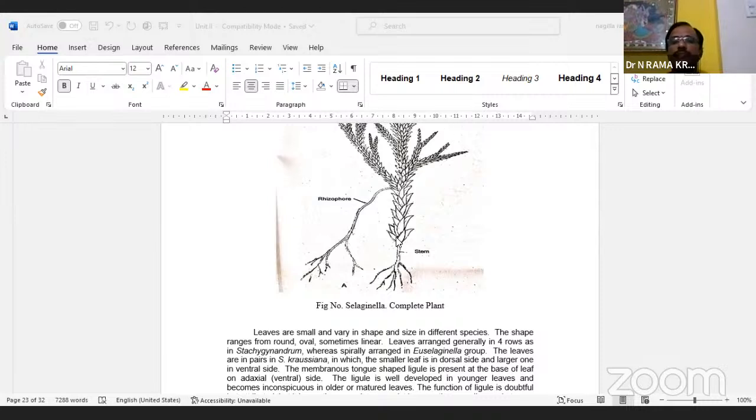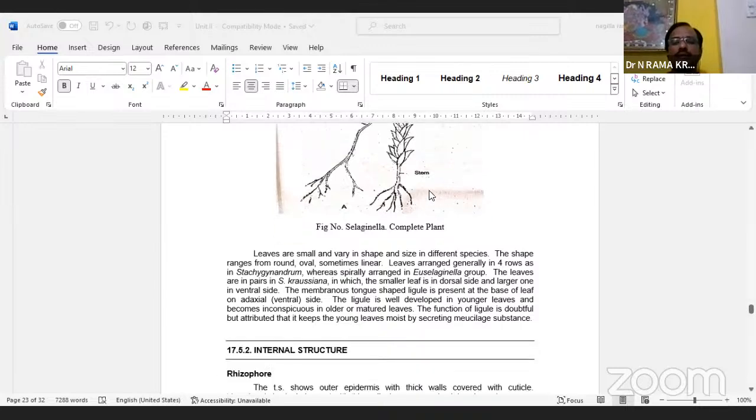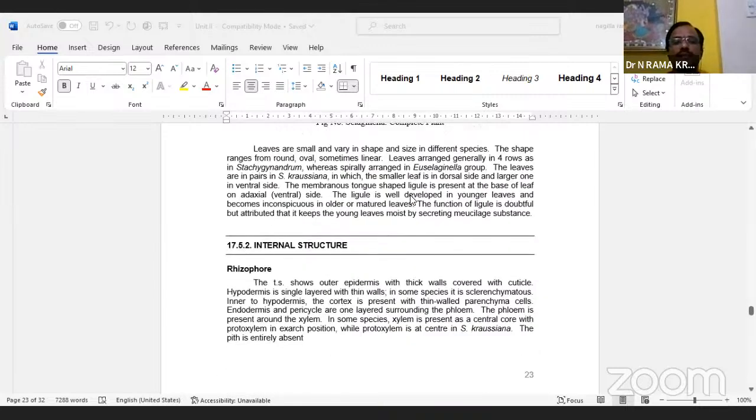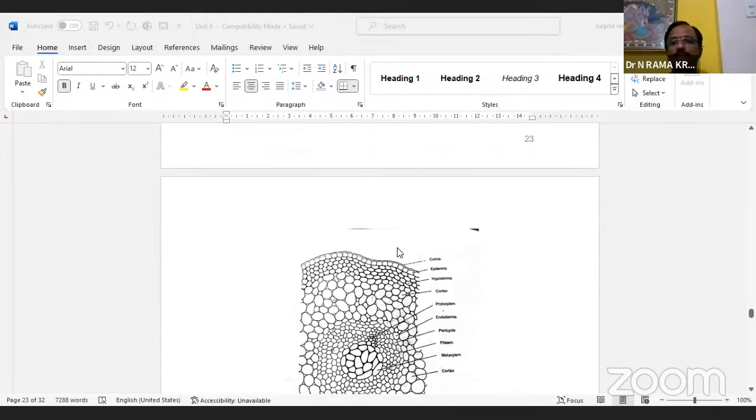Different types of leaves we are also looking at in this one, different shapes and different sizes. So we are looking at Selaginella. These are the external features. Next, you see, we are going to the internal structures of the plant body.